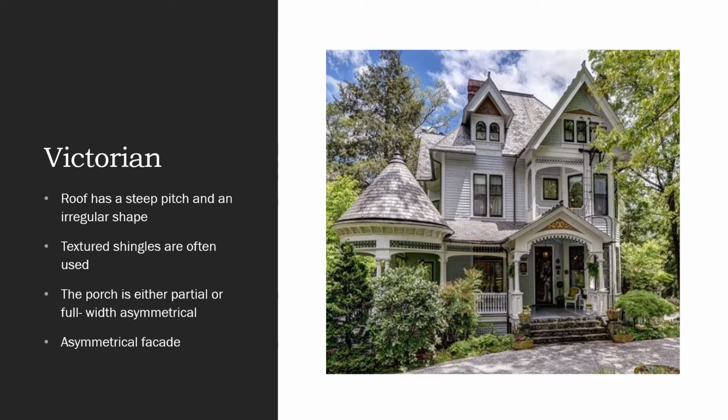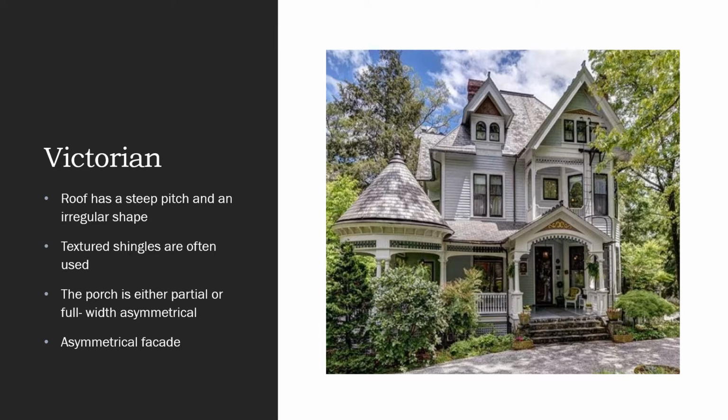Next is Victorian. I'm sure we've all seen these beautiful homes, very reminiscent of European castles and things. The characteristics of Victorian is that the roof has a very steep pitch and irregular shape. Textured shingles are often used. It's not on this picture, but you'll often see fish scale shingles.